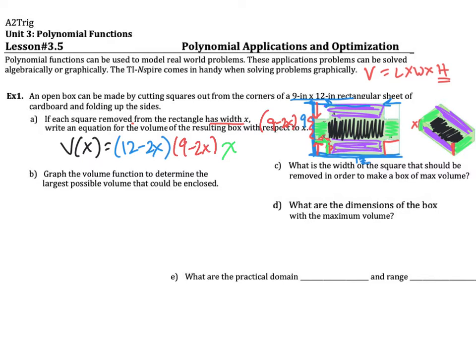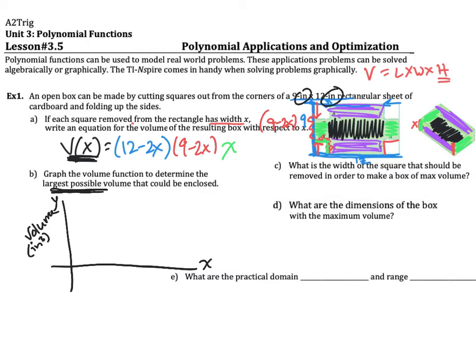And what do we do then? Well, in order to figure out what the largest possible volume could be, we need to graph this. And when you're graphing, I want you to think about what the x-axis represents and what the y-axis represents. Here, this is the y-axis. So what does the y-axis represent? It represents the volume in inches cubed, right? So it says 9 inches by 12 inches, so it's representing inches cubed. What is the x-axis representing? Well, the x-axis is representing whatever x is, and in this case, x is the height, right? So x is representing the height in inches.